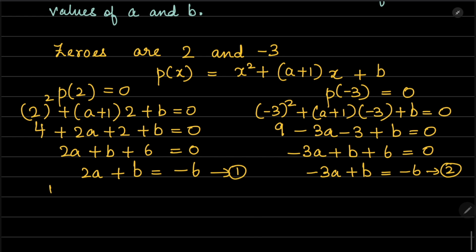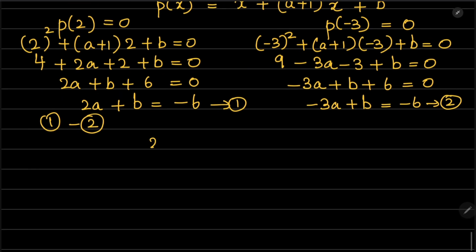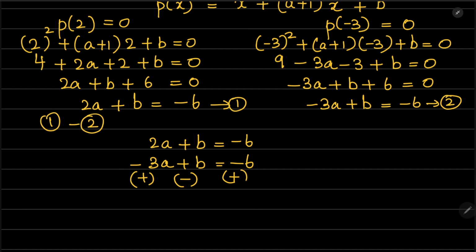Let's subtract equation 1 minus equation 2. So what do you get? 2a plus b equal to minus 6 and minus 3a plus b equal to minus 6. Change the sign whenever you are subtracting. So plus b minus b will get cancelled. Minus 6 plus 6 is 0. 2 plus 3a is 5a. Therefore, a is nothing but 0 divided by 5, which is 0.